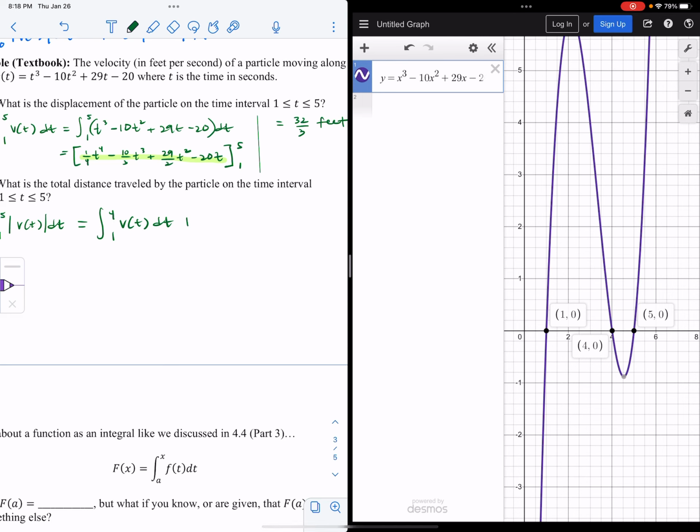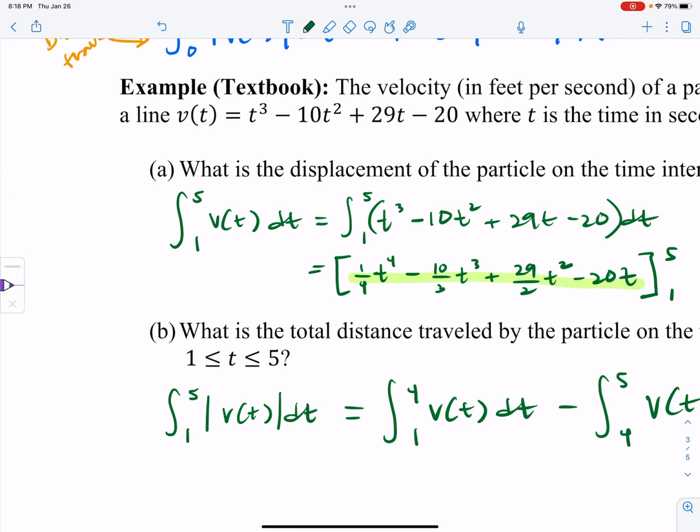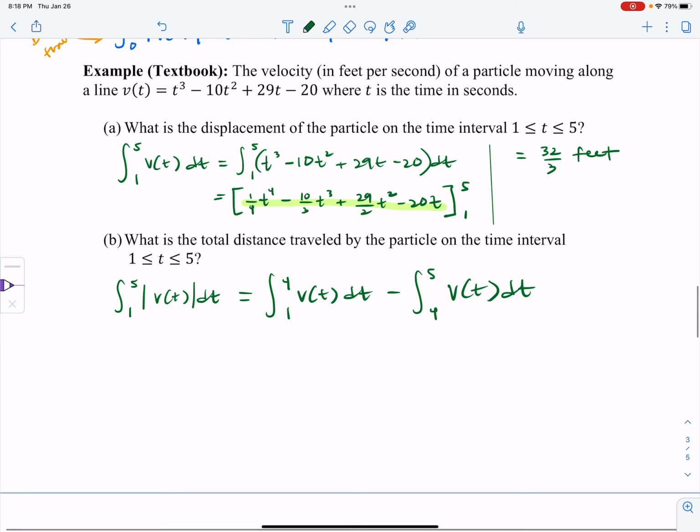We would want to go plus, and then take the opposite, which will just end up being minus the integral from 4 to 5, okay? Because the integral from 4 to 5 would be that negative area that we've talked about. And we want to end up adding the opposite of that value. Okay, so then it's two definite integrals.